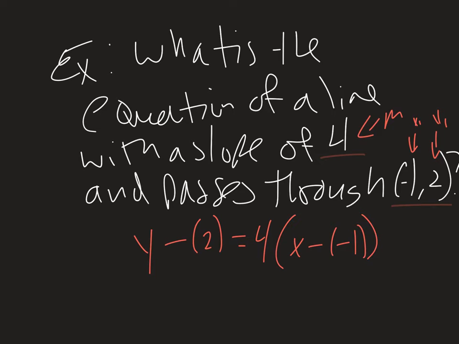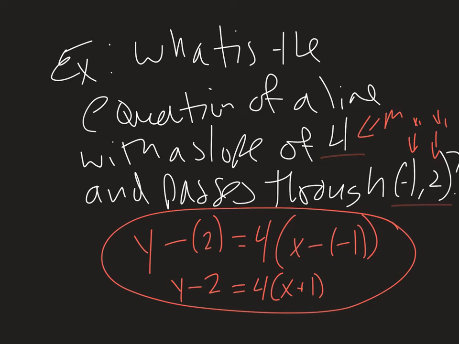Now I could simplify it a little bit to be y minus 2 equals 4 times x plus 1, but both of these are accurate equations for the line. And my job is done here. So sometimes point-slope can be beneficial in that it can save you some work, but you do have to remember the formula for it, which is the drawback.